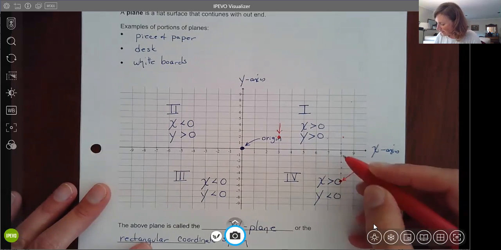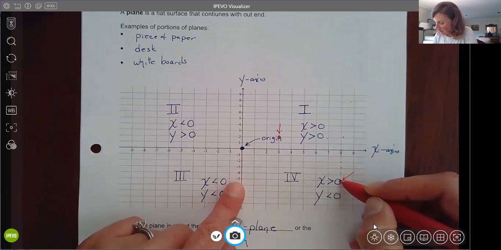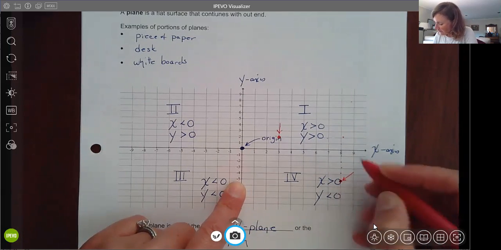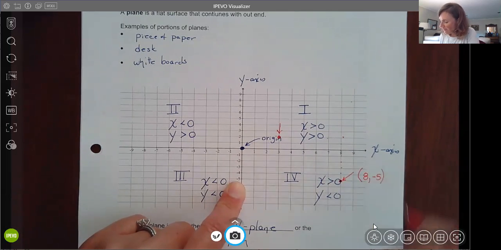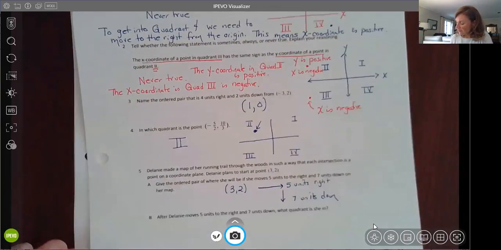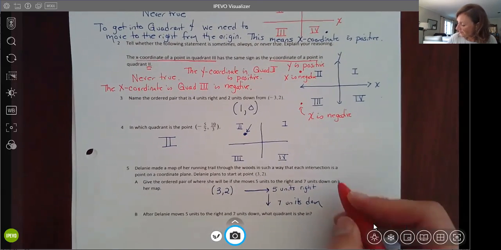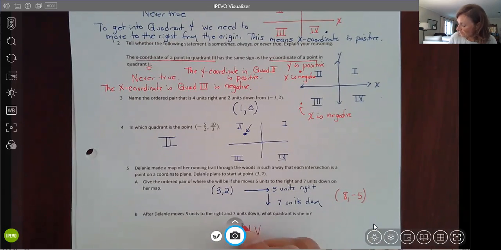So what is that point? Looks like it's to the right 8 and down 5. So to the right 8 would be positive 8 and down 5 would be negative 5. So she found herself in quadrant 4, down at the point 8, negative 5. All right. So she found herself in quadrant 4 at 8, negative 5.